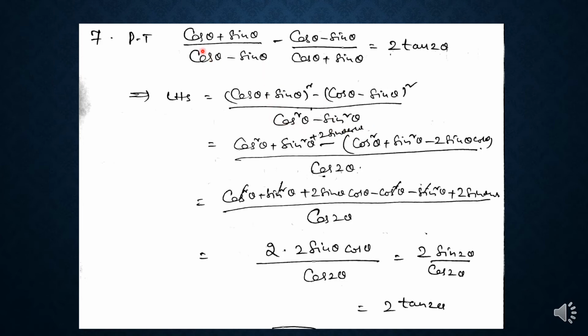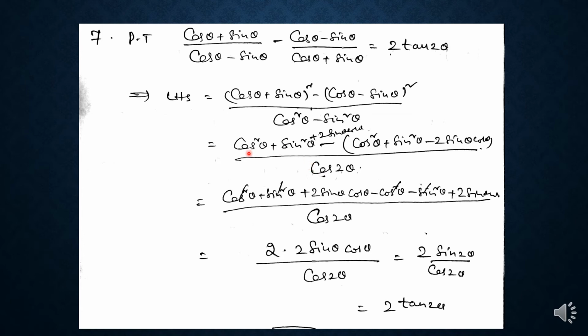In the numerator we will get (cos theta plus sin theta) whole square minus (cos theta minus sin theta) whole square. This is in the form of (a plus b) whole square minus (a minus b) whole square. So (a plus b) whole square is a square plus b square plus 2ab, that is cos square theta plus sin square theta plus 2 sin theta cos theta, minus, (a minus b) whole square is a square plus b square minus 2ab, that is cos square theta plus sin square theta minus 2 sin theta cos theta, divided by cos square theta minus sin square theta, which can be written as cos 2 theta.